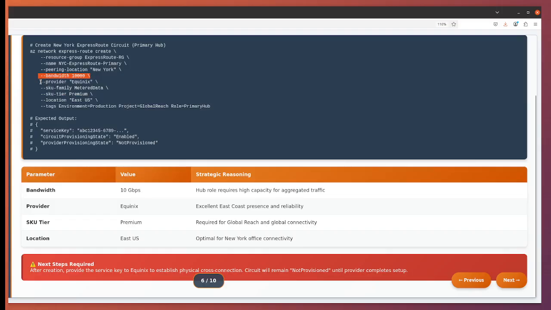Key parameter decisions include the SKU tier as premium for global connectivity support, the billing model as unlimited for predictable costs, a resource group dedicated to ExpressRoute resources, and tags for environment and project identification. The command creates the circuit foundation, but remember, this just reserves the circuit. We still need to configure peering and establish the physical connection with our provider. After creation, you'll receive a service key that you'll provide to Equinix to establish the physical cross-connection in their facility.